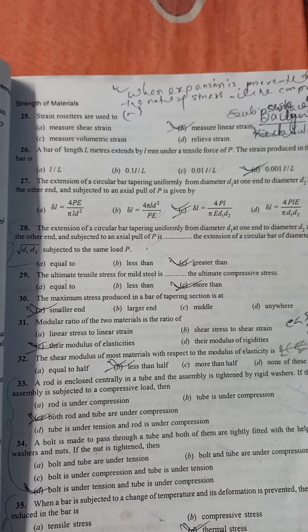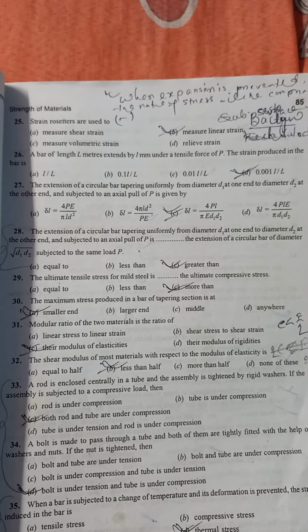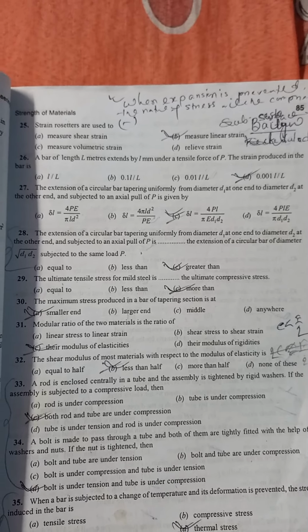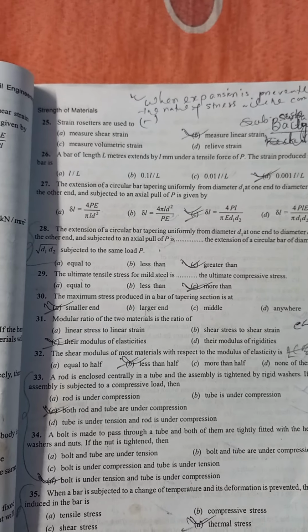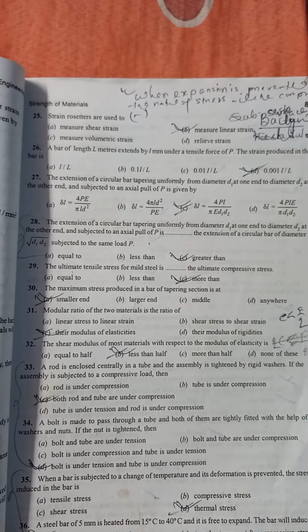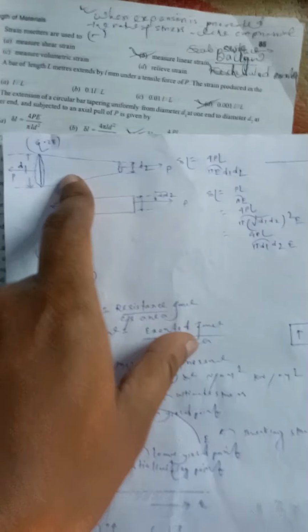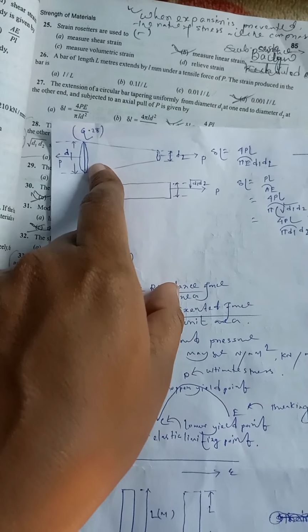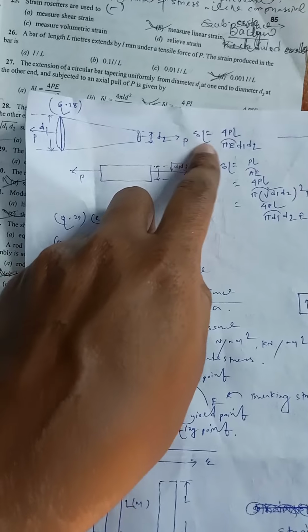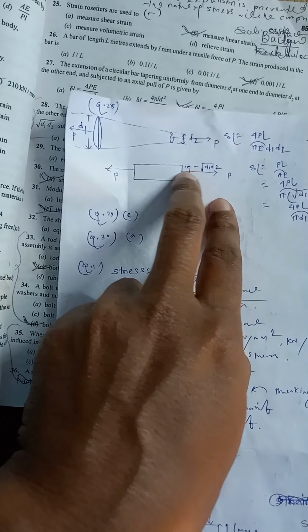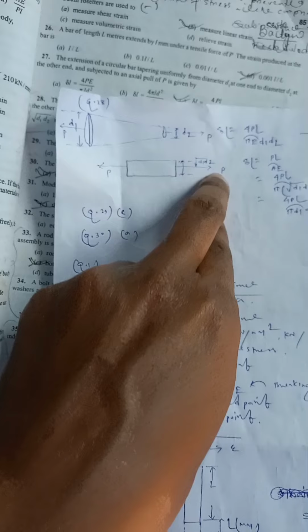Next question is 28. The extension of a circular bar tapering uniformly from diameter D1 at one end to diameter D2 at the other end and subjected to an axial pull of P is how many times the extension of a circular bar of diameter root over D1 D2 subjected to the same load P. So friends, here the question asked is, if the tapering bar of diameter D1 and D2 is subjected to an axial pull of P, then its change in length will be how many times the change in length of the uniform circular bar of diameter root over D1 D2.